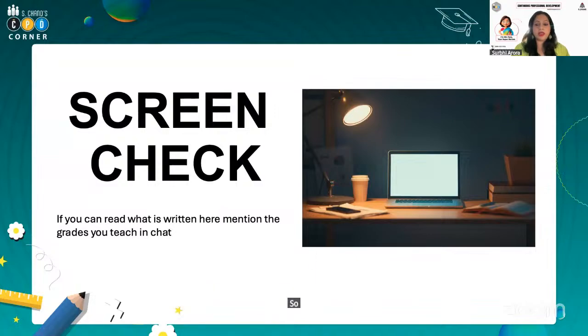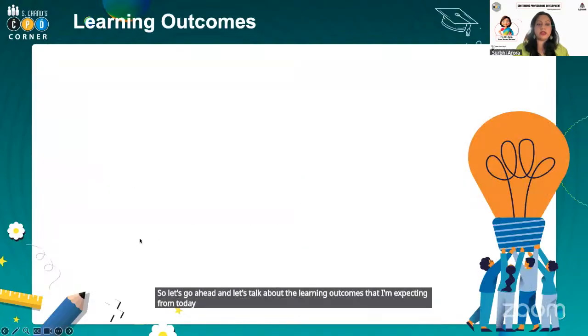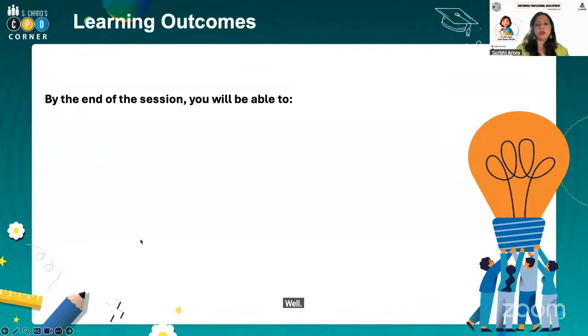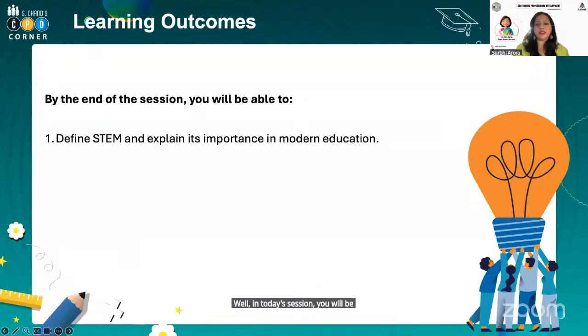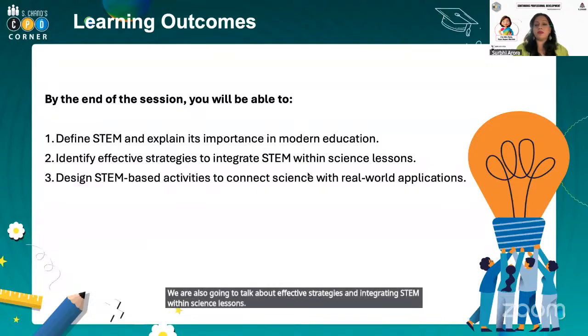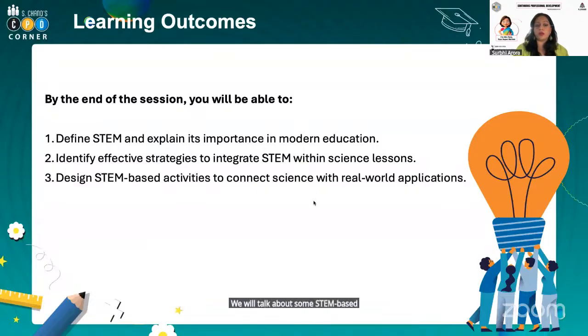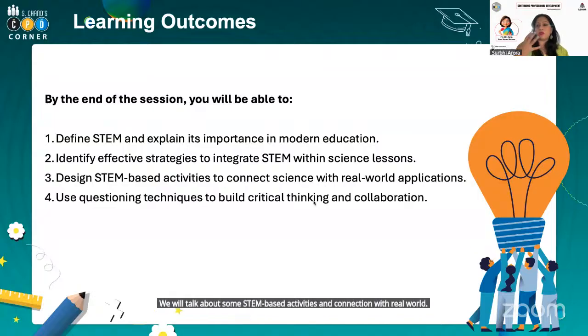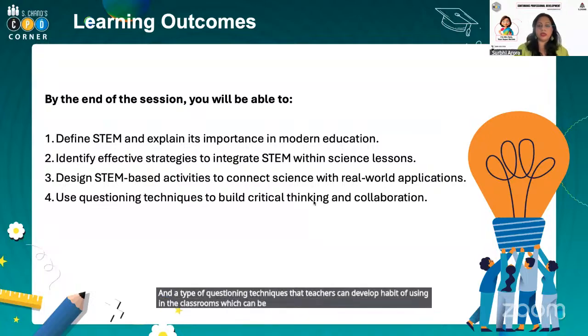So let's go ahead and talk about the learning outcomes that I'm expecting from today's session and give clarity to all of you. In today's session, you will be able to define STEM and explain its importance in modern education. We are also going to talk about effective strategies for integrating STEM within science lessons. We will talk about some STEM-based activities and connections with the real world, and types of questioning techniques that teachers can develop a habit of using in the classrooms, which can be useful for you on a day-to-day basis.